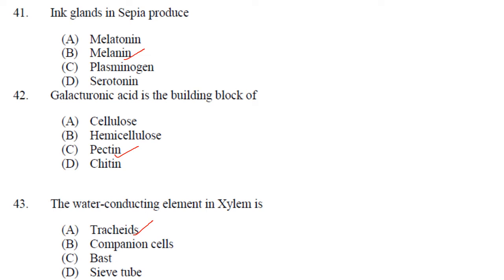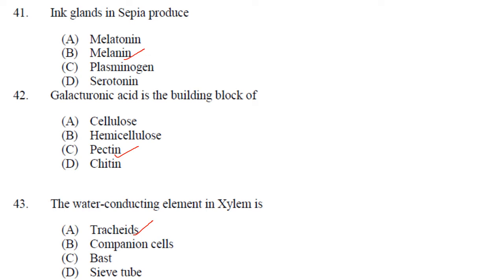Answer is option C. And pectin is a polysaccharide based polymer in which the backbone consists of galacturonic acid and rhamnose, with side chains composed of arabinose, fucose, galactose and xylose.